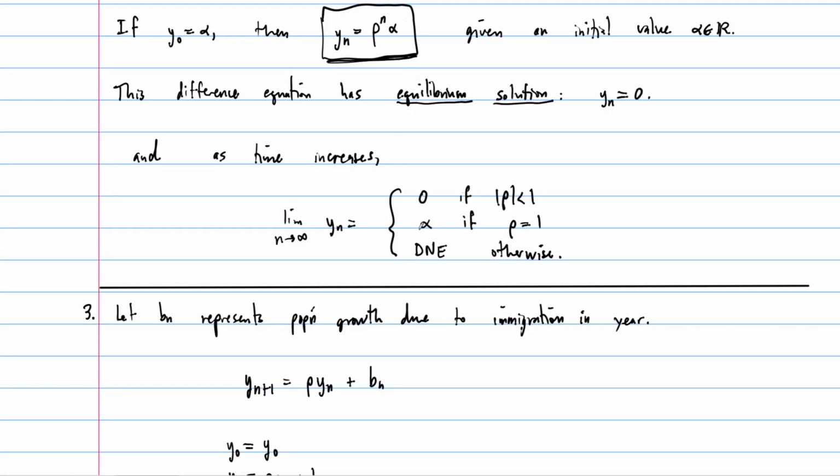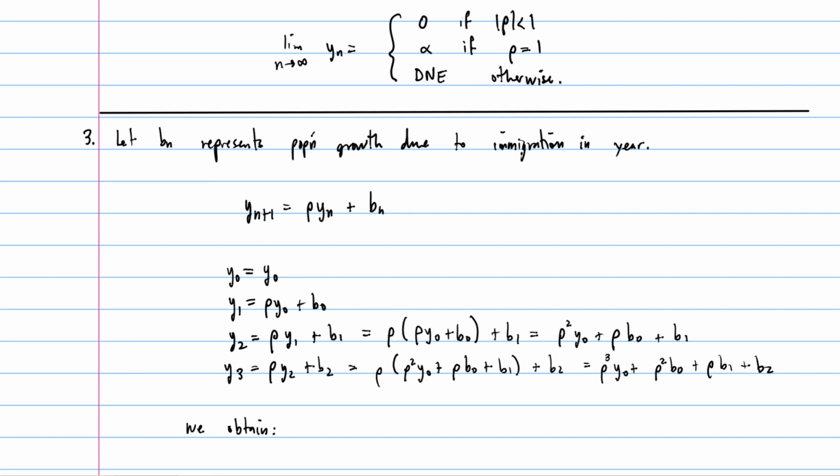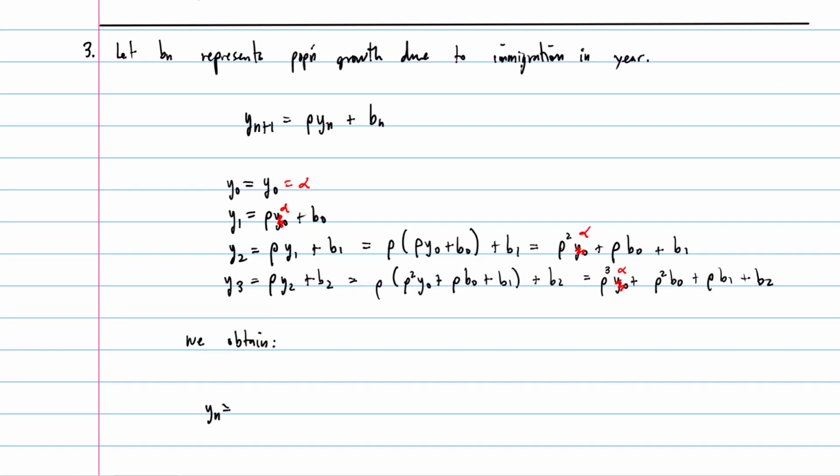So just so we can compare, let's go back and say this is equal to alpha. And so at each one of these steps, this is alpha. Then our solution is going to be the old solution, alpha times rho to the n, rho to the nth power times alpha. So that's exactly what we had before.